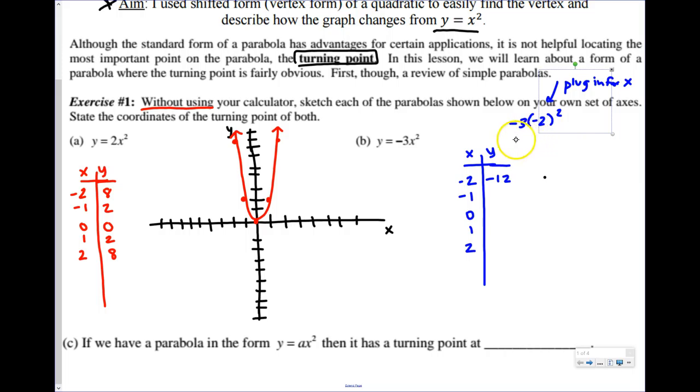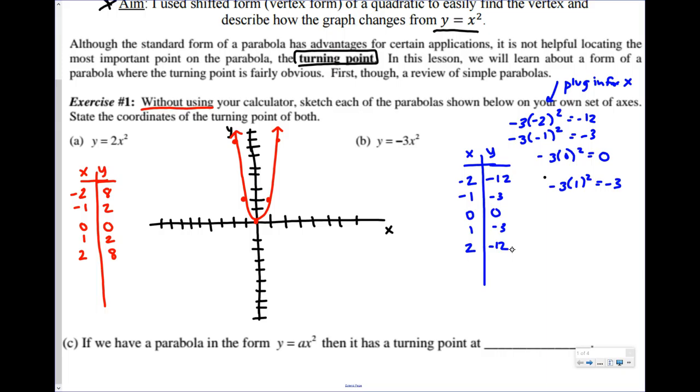Then I'm going to do the same thing for -1. -3 times -1 squared. -1 squared is 1, and 1 times -3 is -3. When I plug in 0, 0 squared is 0, and 0 times -3 is still 0, so I get this 0 here. Plugging in 1 squared is 1, and 1 times -3 is -3, so I can see here's where I start to repeat my values, so I know that this has to be a -12.